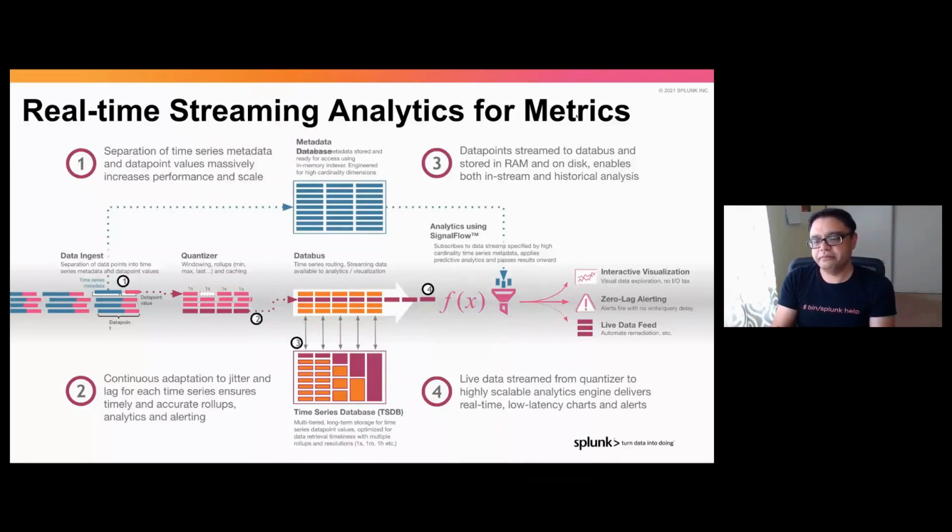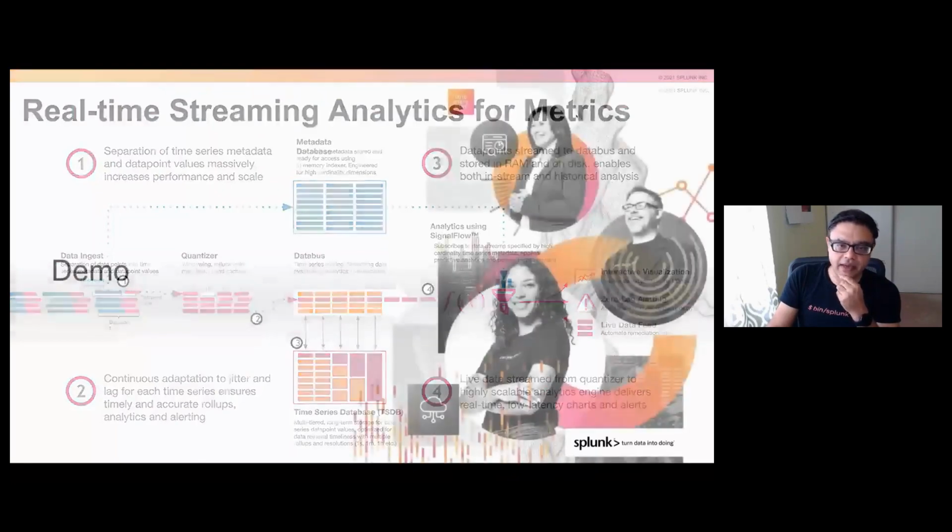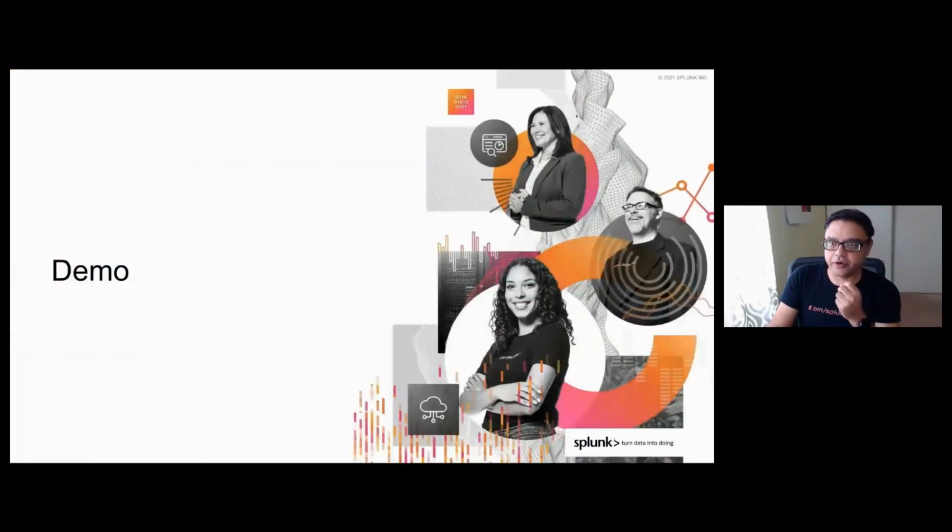So your dashboard will refresh, your alerts will fire, and your automation task will trigger within seconds of the data coming in. So that's the fundamental difference between Splunk Infrastructure Monitoring and competitive or other solutions available for cloud native monitoring. So let's take a look at the product in action.